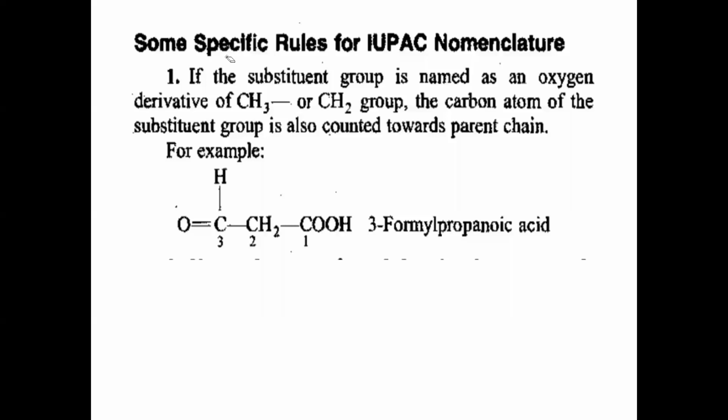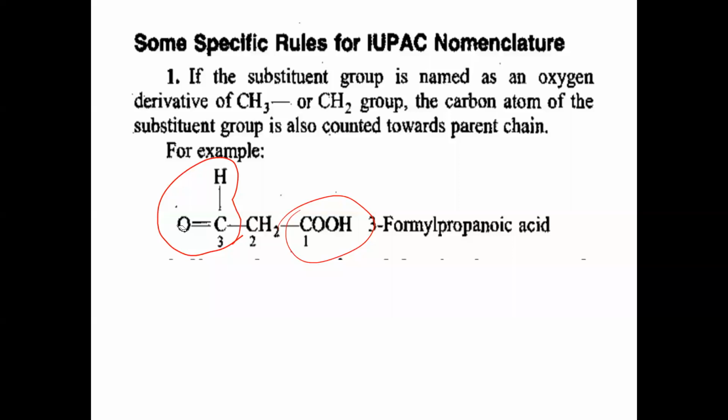Okay. Some specific rules for IUPAC nomenclature. Some of these we already discussed. Here in this compound, this is COOH, a carbon containing functional group. And at the other end, there is a carbon containing group with oxygen. When one end is COOH, a carbon containing functional group, it is called a chain terminating group. And the other end is also a chain terminating carbon containing group, which contains oxygen.